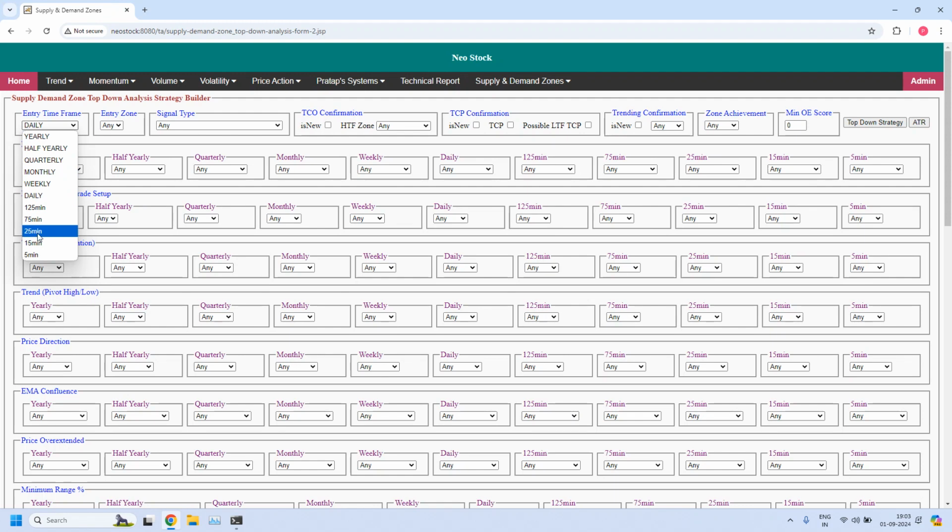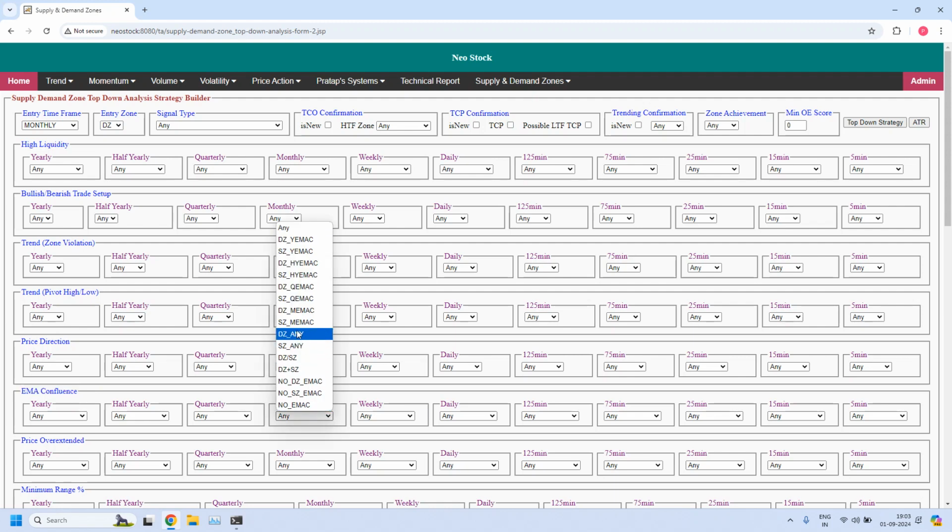So entry time frame is monthly. Entry zone is demand zone in the EMA confluence, because we are trying to find the stocks that are having demand zones. Next report, supply zones, we will see. Monthly demand zones having monthly EMA confluence. So this is the one. Monthly demand zone having monthly EMA confluence. MEMAC means monthly EMA confluence.